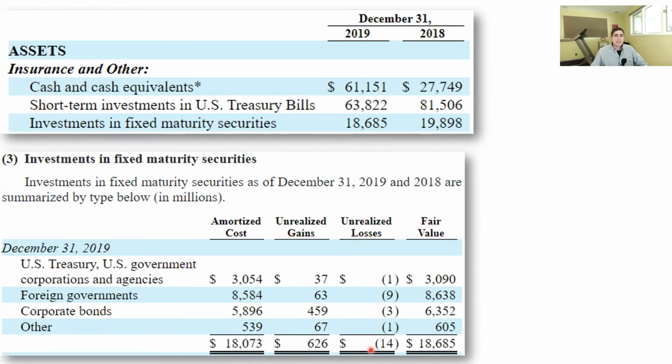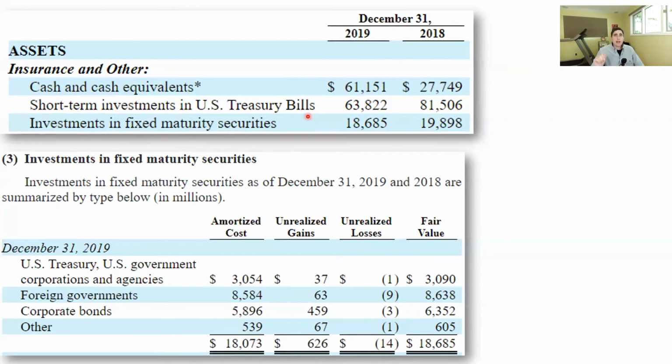So these gains and losses have not yet been transferred into net income. They will be transferred into net income when Berkshire Hathaway sells the investments. So on January 1st, 2020, which is 1 day after this date here, suppose the fair value is the same. What could Berkshire Hathaway do since these are available for sale securities? They could sell all of these investments into the market. They would receive $18.6 billion in cash. They would remove these investments from their balance sheet.